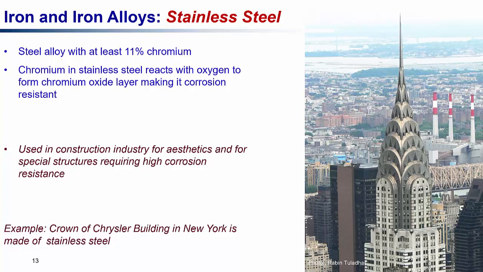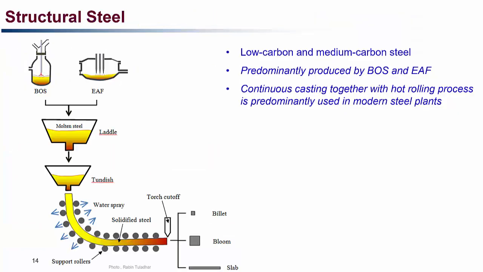Stainless steel is used in the construction industry mainly for aesthetic reasons and for special structures which require high resistance to corrosion. Stainless steel is quite expensive, so it has very specific applications only in the construction industry. A good example is the crown of the Chrysler Building in New York, which is made of stainless steel. Structural steel used in the construction industry is mainly low carbon and medium carbon steel, as mentioned before.